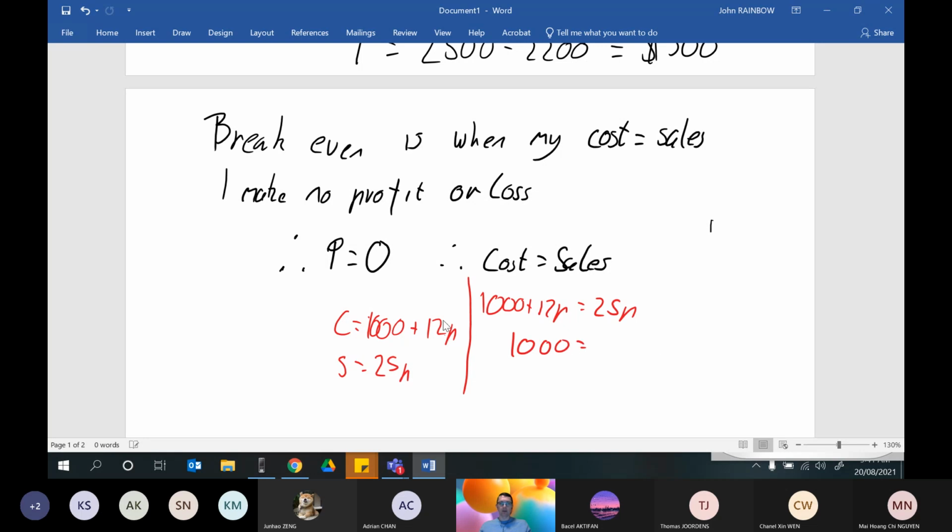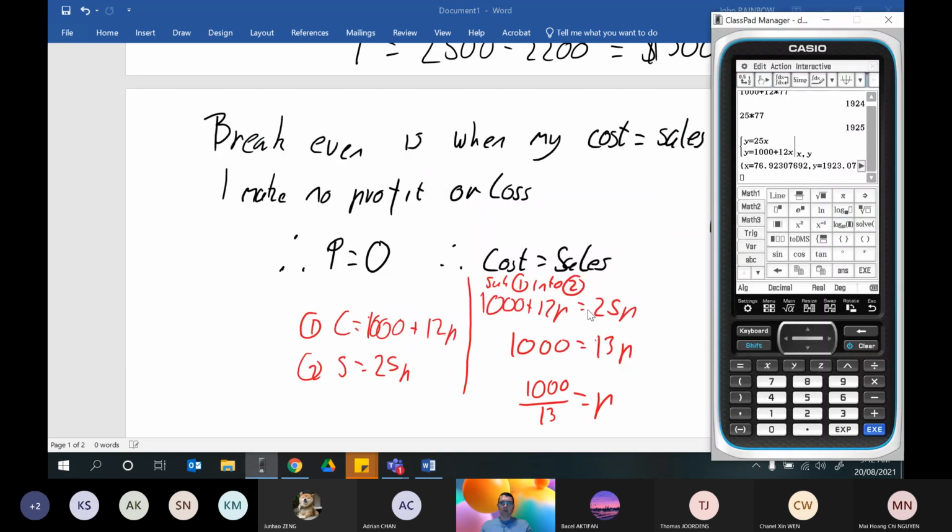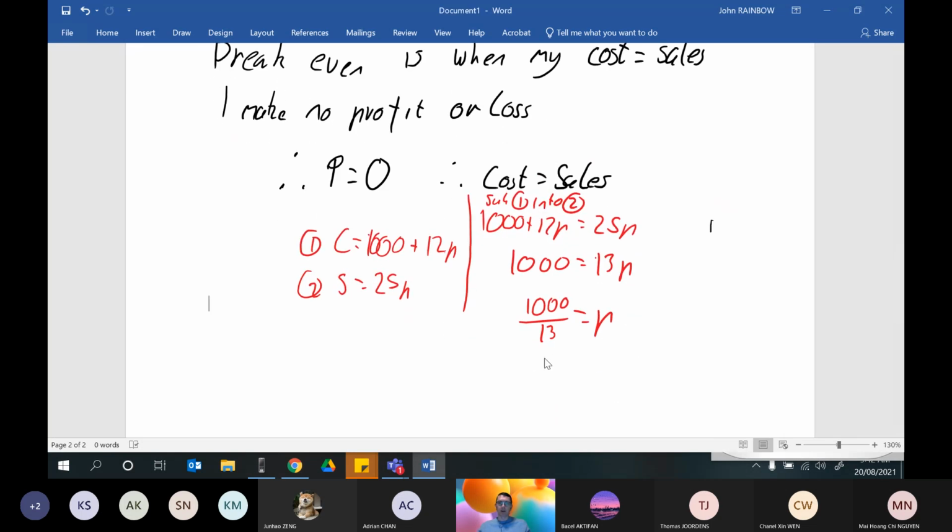So I'm substituting equation 1 into equation 2, okay? And then it's going to be minus 12p on both sides. It's going to be 13p, I think it is. Is that right? Yep. And then I can divide 1,000 by 13 to get how many packets I've got, and you'll find that will be 76.923. So that's it as an exact number. So you'll find that p equals 76.93. Now, if it asks for 2 decimal places, you'd leave it at that.